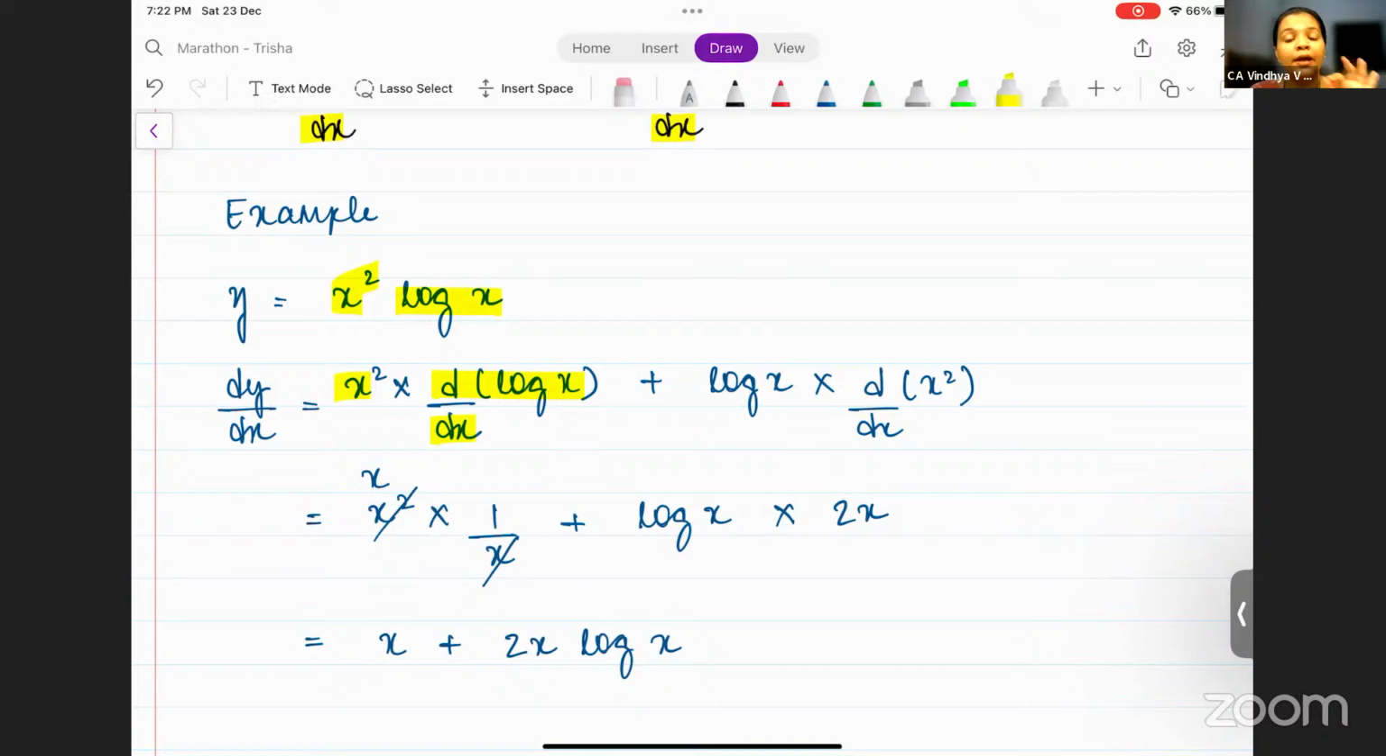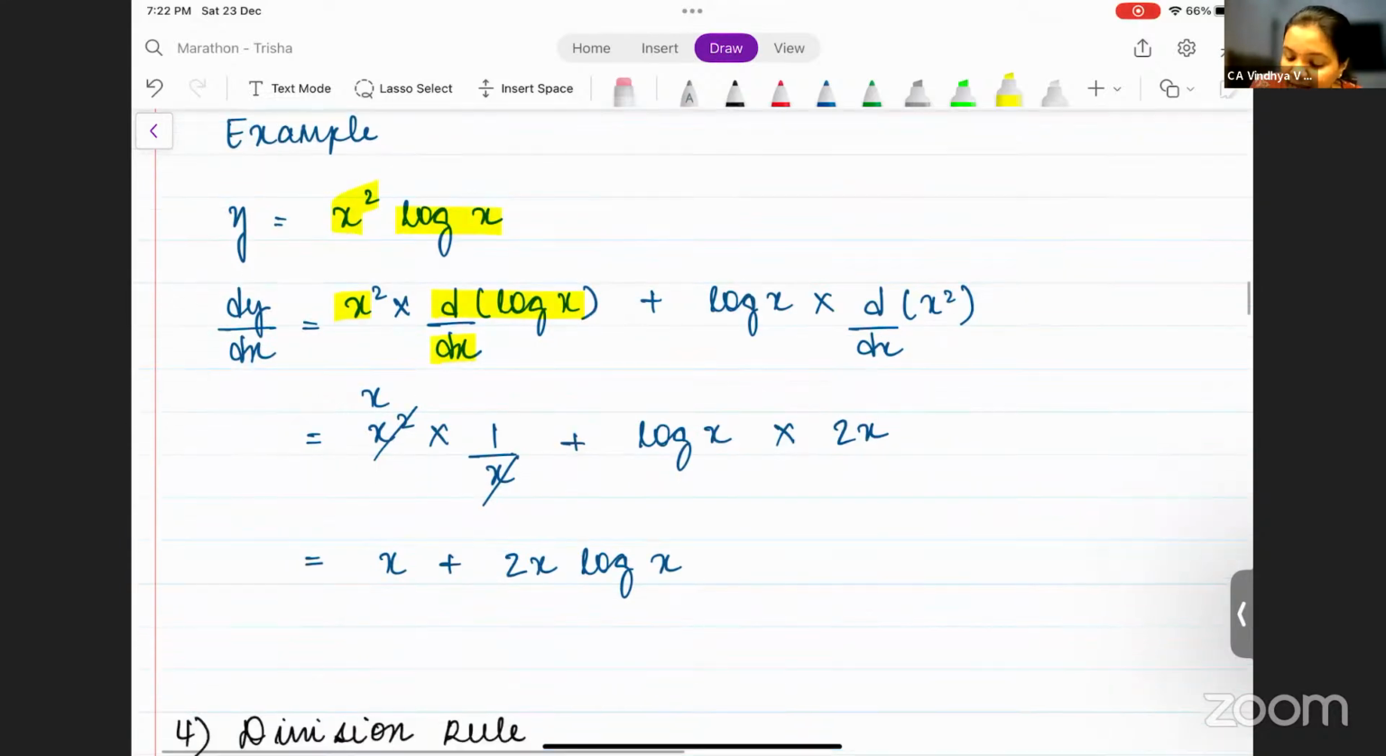What is the derivative of x square? 2x. So here you get x square into 1 by x plus log x into 2x. Simplify this, you'll get the answer as x plus 2x log x. So this is your product rule.